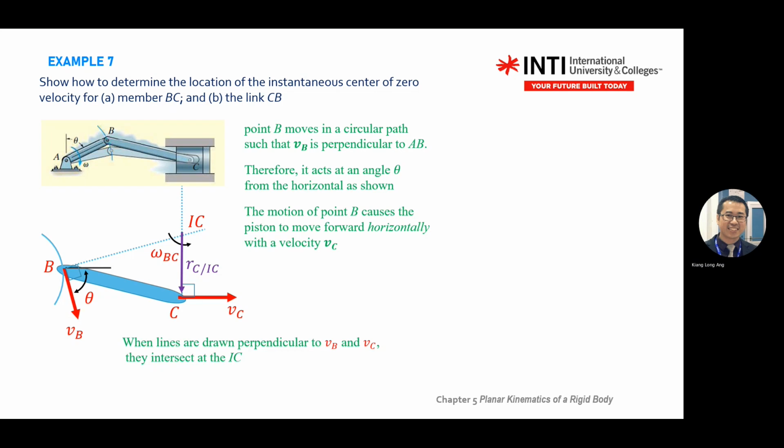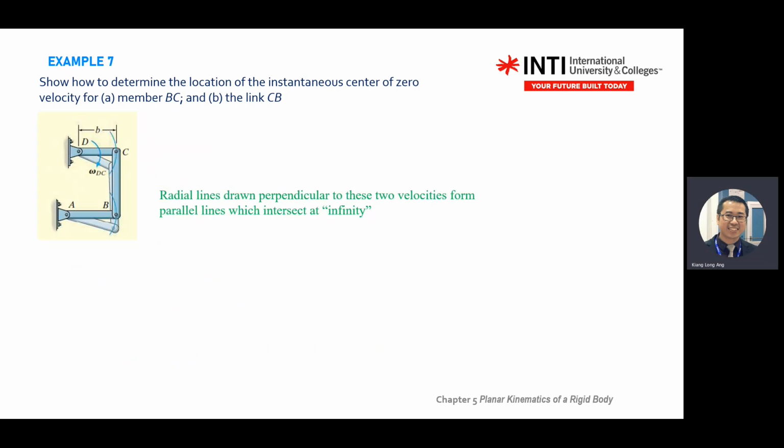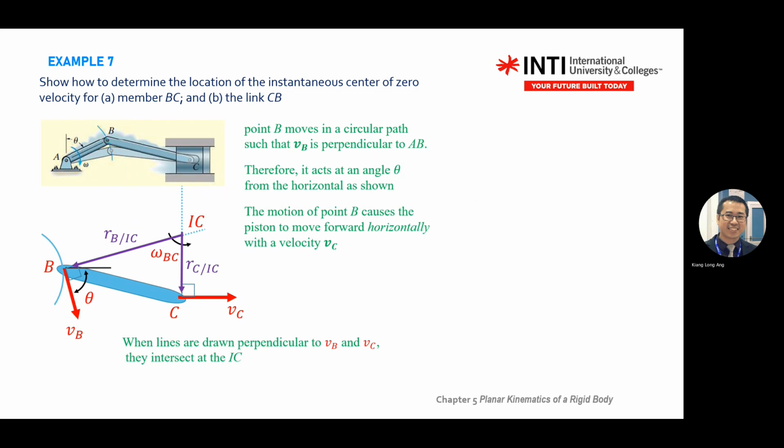Then there is a distance between IC and C, so you write RC/IC, which means you stand here and refer to C from IC. Same with this one: you draw a vector, and this one is B from IC. So this is how you determine it without any calculation yet. This is on the free body diagram.